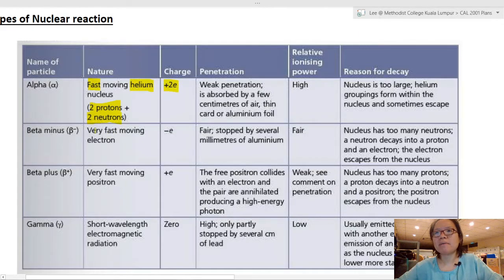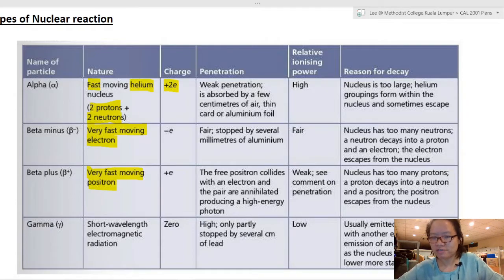Okay, beta minus is a very fast-moving electron. So this is light, it's very speedy. Okay, and beta plus is a very fast-moving positron. Wait a second, what's a positron? A positron is, surprise, surprise, a positively charged electron. If there is such a thing, yes, there is.